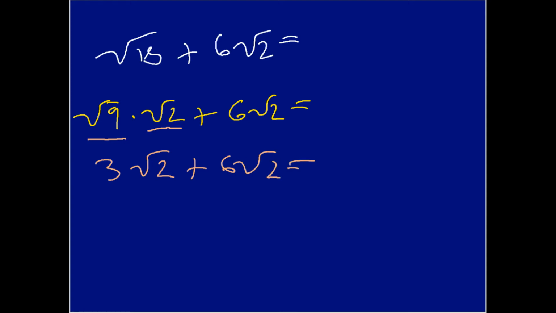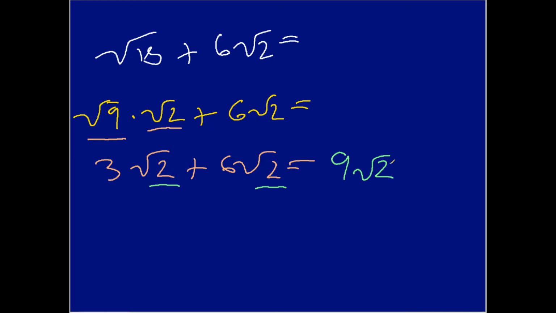And now you can see right here that we have the same radicals. Now we can add straight across like in our first example. So we end up with the final answer of 9 times the square root of 2. That's the beauty of it. So there's a little bit of a pre-step there that you have to take in order to complete this.